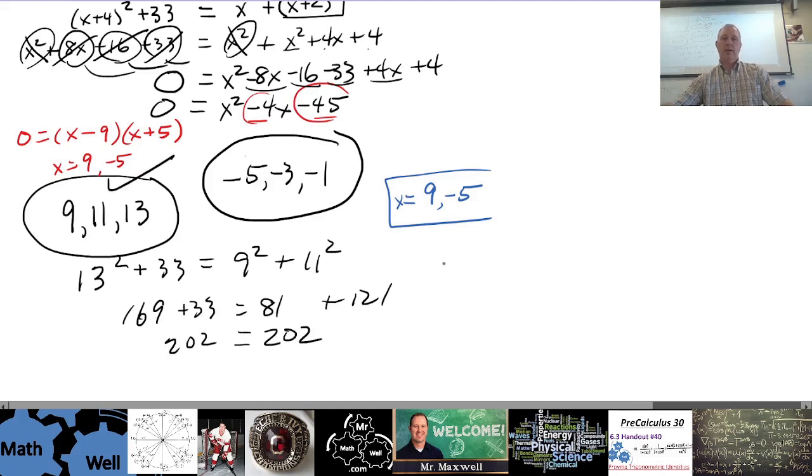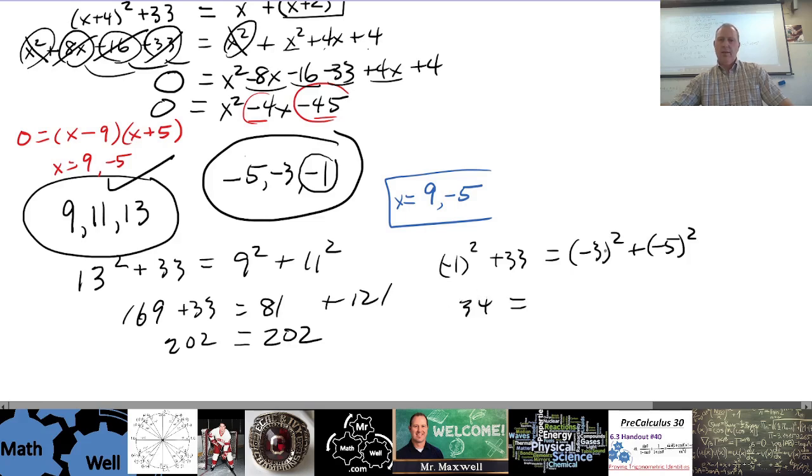Let's check the other one. Let's check the largest integer is this one now, okay? So this is -1 squared plus 33 is equal to what? -3 squared plus -5 squared? Is that right? So 1 plus 33, 1 plus 33 is 34. And this is 9 plus 25. Oh my goodness. Look at this. That works too. That works too.